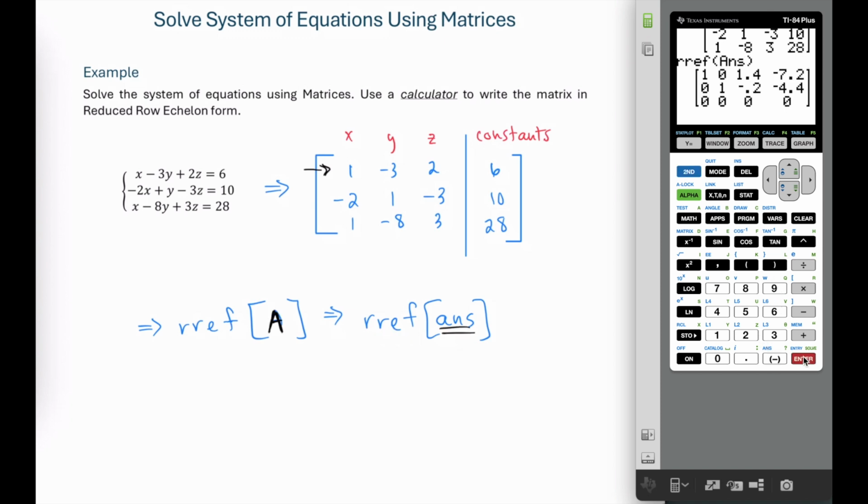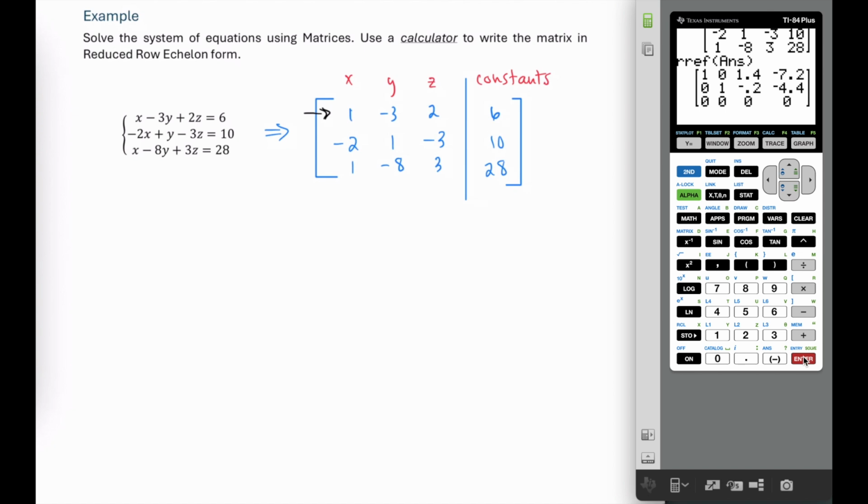So we hit enter, and the calculator returns a matrix that looks a little strange. In order to clean it up a little bit, the first thing I'm going to do is hit the math button and turn all these decimals into fractions.